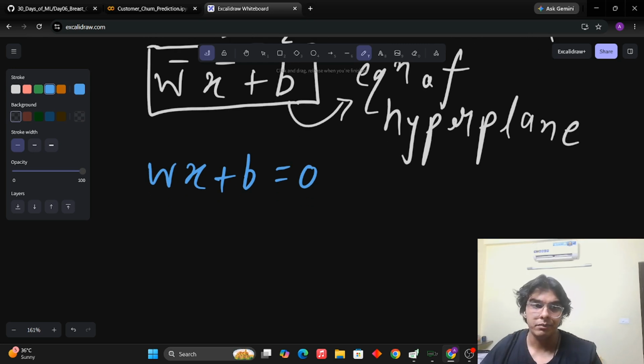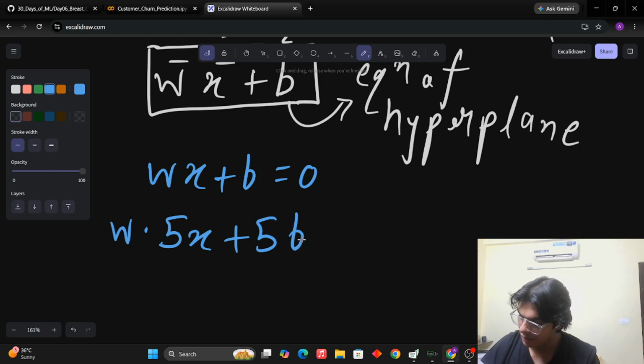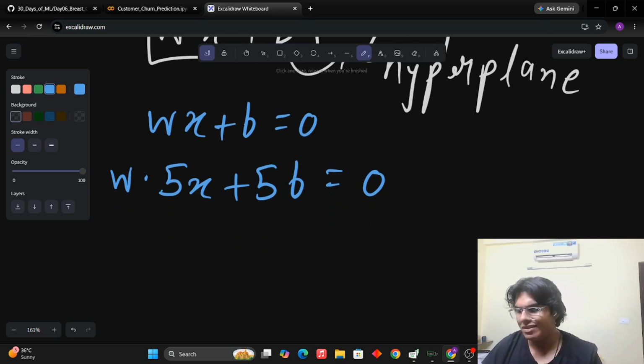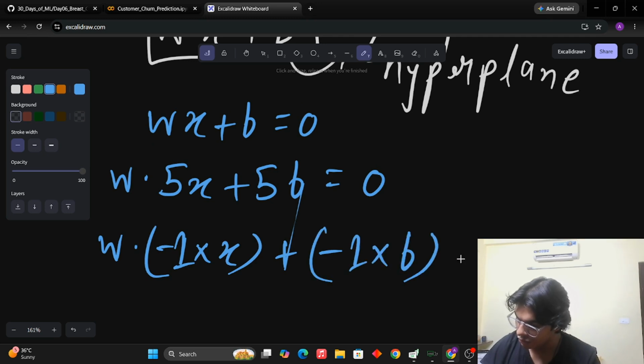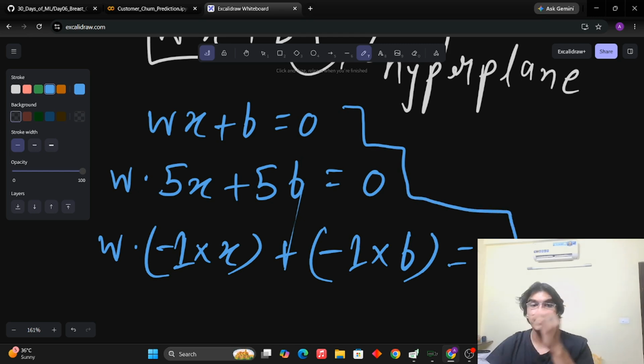Now, if I do a mathematical operation and multiply both sides by 5, W multiplied by 5x plus 5b is equal to 0, because 0 multiplied by 5 is 0. And let's say I also do a different operation where I multiply by minus 1. W multiplied by minus 1 multiplied by x plus minus 1 multiplied by b is equal to 0. Now, compare these three equations very carefully. What is happening here?